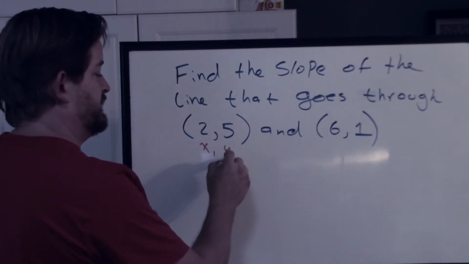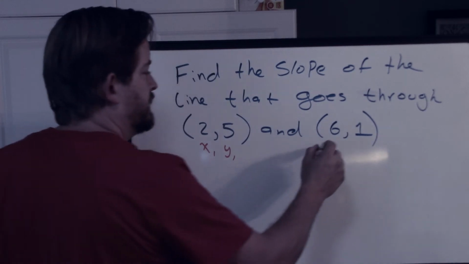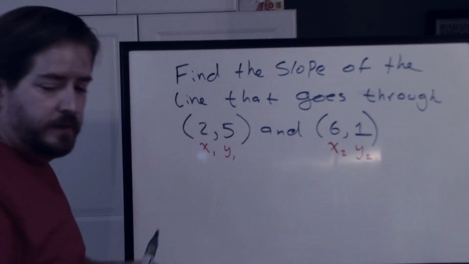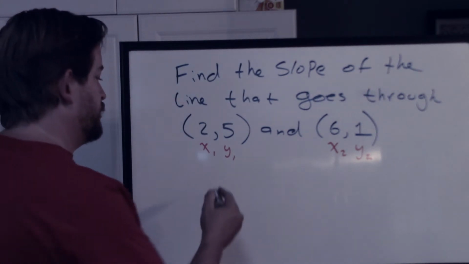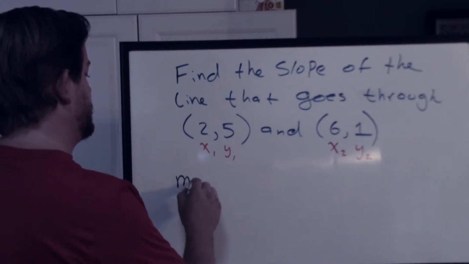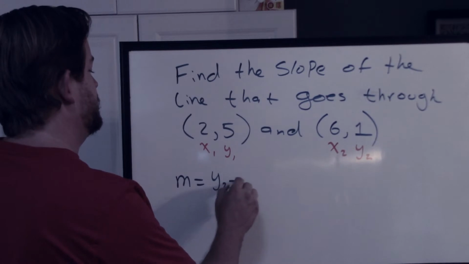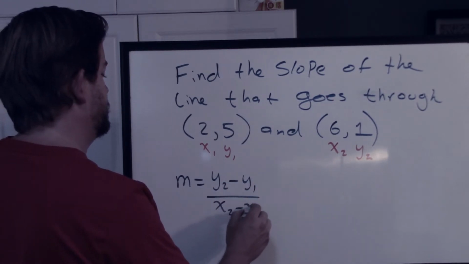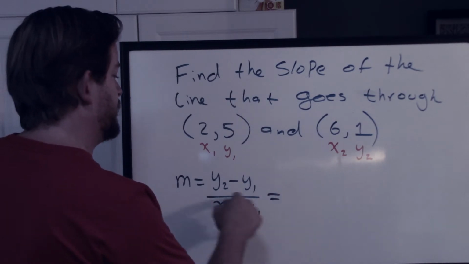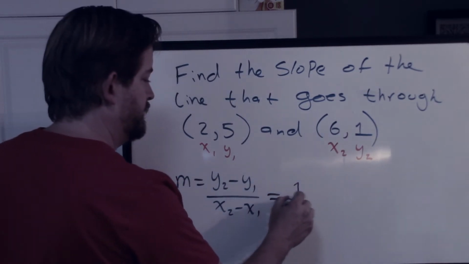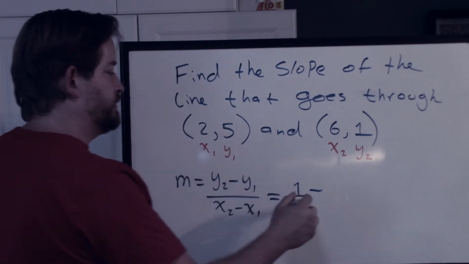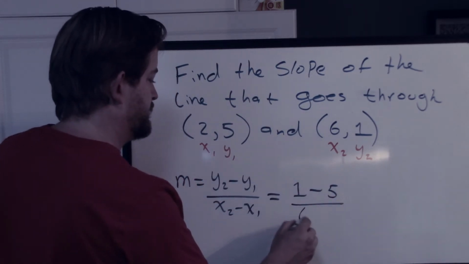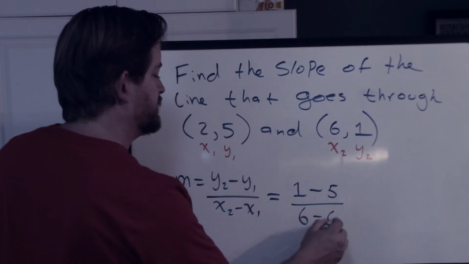x1, y1 because it's first, no other reason, and x2, y2. Okay. Recall the slope formula, that's m equals y2 minus y1 over x2 minus x1. And therefore that's y2, which is 1, minus y1, which is 5, over x2, which is 6, minus x1, which is 2.